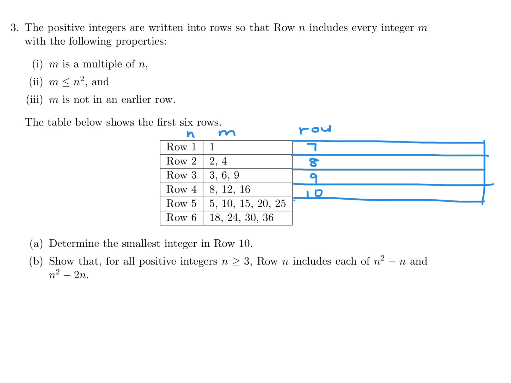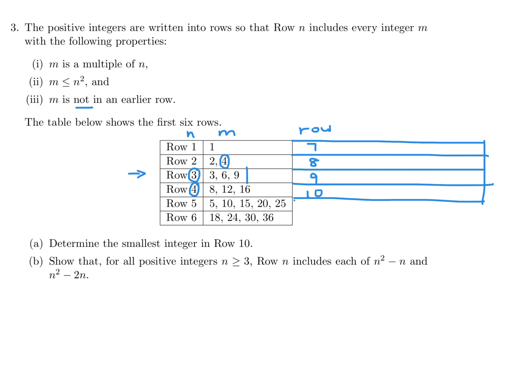So m is a multiple of n. So for example, if row 3, as you can see, those numbers are multiples of 3: 3, 6, 9, and so on. M is less than or equal to n squared. So you stop listing when you get up to n squared. So for example, if n was 3, n squared would be 9. So that's why we stopped at 9. We didn't keep going. We didn't write a 12 and a 15. And m is not in an earlier row. I got it. So that means that, for example, in row 4, you should have written a 4 in there, right? But the reason you didn't is because it's in an earlier row.